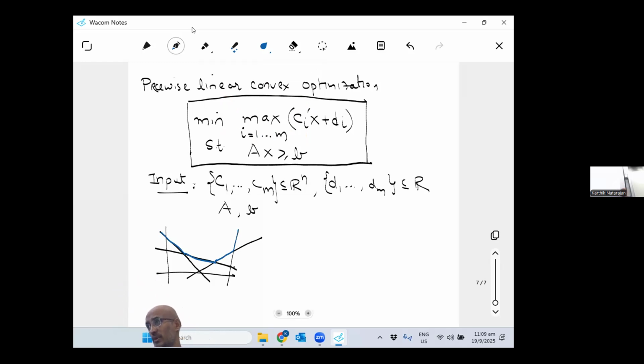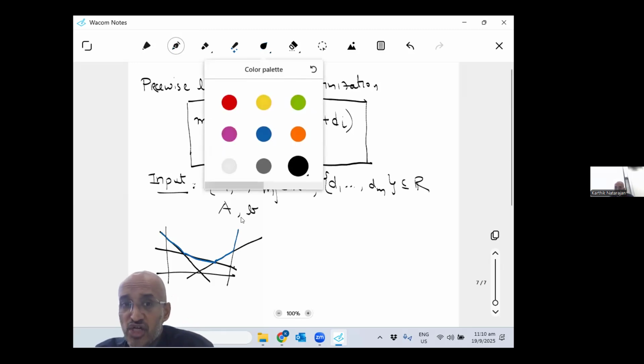However, this is not a linear optimization problem at this point, because the objective function is not a linear function. This function is not a linear function. It's a piecewise linear function, but it has a particular shape. It is convex. Okay. Of course, you can have piecewise linear functions which are non-convex.